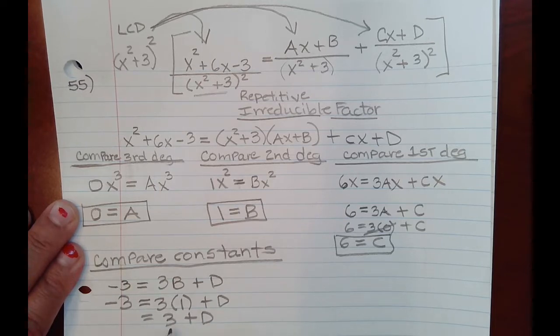Subtract 3, subtract 3. In other words, bring this 3 over here and you'll be subtracting 3 from both sides. And you end up with d is equal to -6. And that's all 4 values.